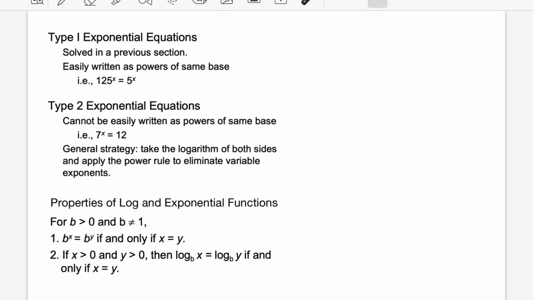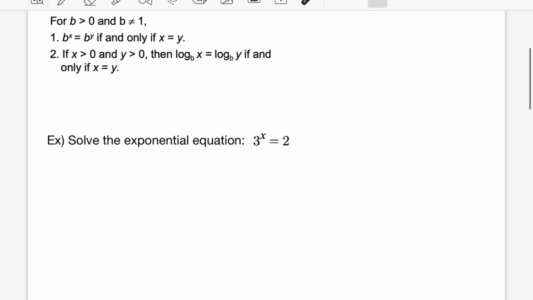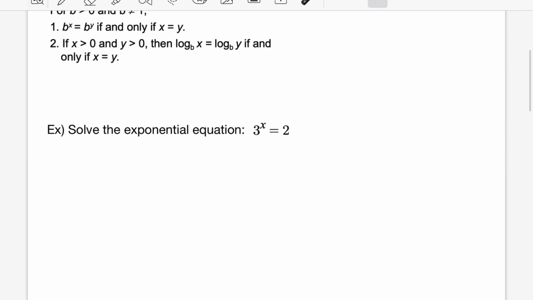And in this case, we can't easily write these equations as powers of the same base here. So our general strategy is to take the logarithm of both sides and apply the power rule to eliminate variable exponents. So in this video, we're just going to go over several examples of that, as well as use this second property here to solve log equations. So the first example here, we want to solve this exponential equation. 3 to the x is equal to 2.